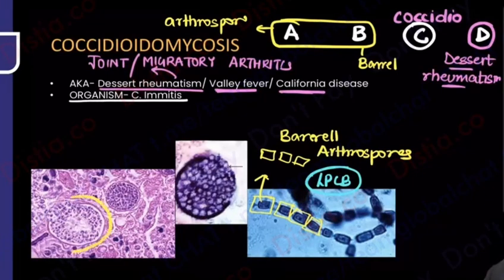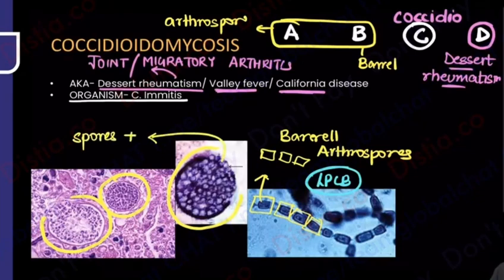Now, having said that, moving on, what else? I can see these round structures again with spores inside them. So that is also a possibility, that I'm going to see spores inside these round structures. That's one sort of picture, and the other one is the barrel-shaped arthrospore. So like I said, for coccidioidomycosis, A, B, C, D. A and B is for barrel-shaped arthrospores. C is coccidioidomycosis. D is desert rheumatism. Desert means some Arizona desert or some California valley, and rheumatism is joint involvement.